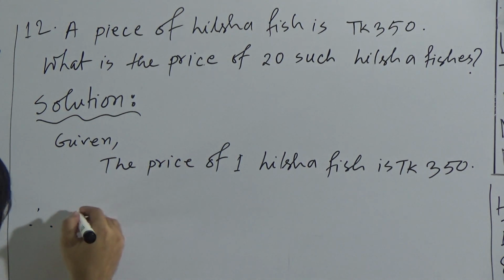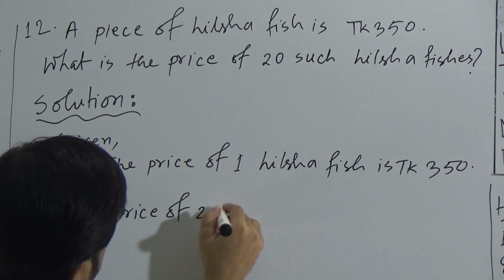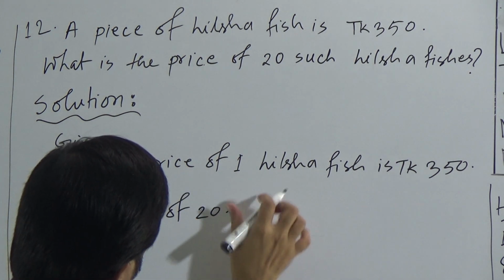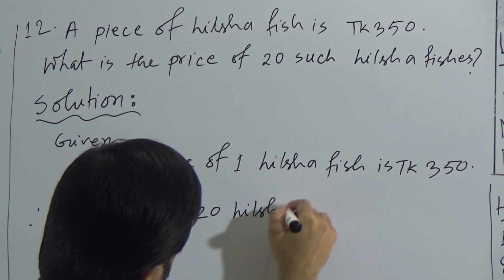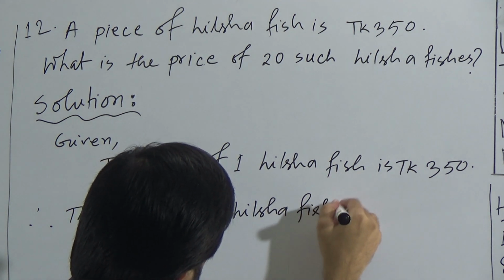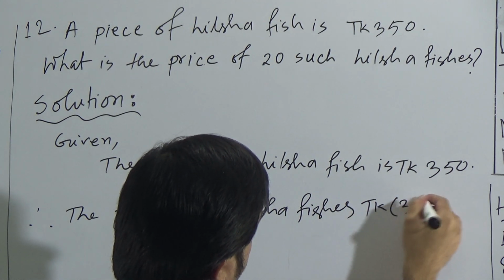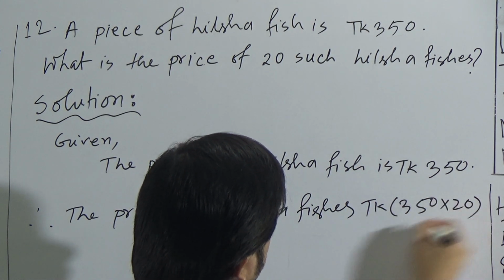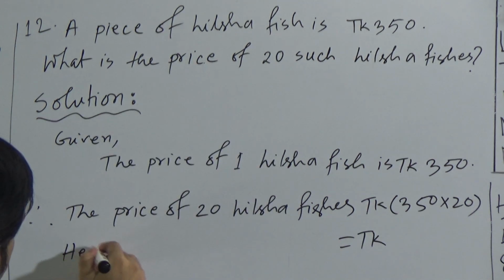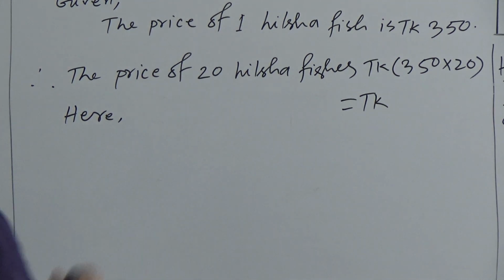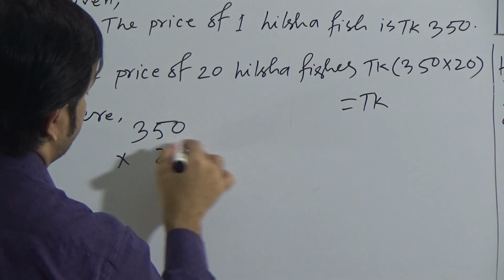So we can write therefore the price of 20 such, or we can write directly 20 Hilsha fishes. So we have to multiply taka 350 by 20. Dear students, we can do the multiplication here. I will show the rough. You must show the rough. 350 we have to multiply by 20.